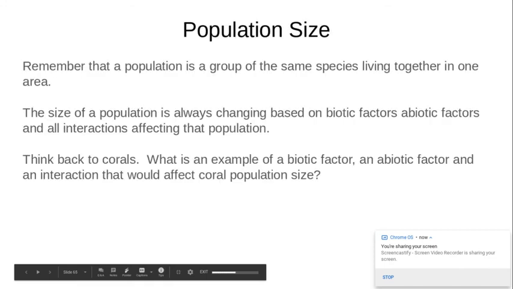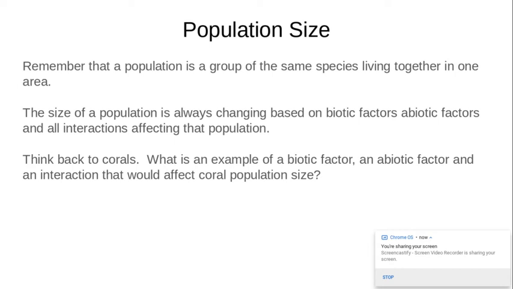Just to give you a reminder, the definition of population is a group of the same species living together in one area. So if we said the population of Runnymede or the population of New Jersey, we're going to be talking about just the humans that live in New Jersey. If we said the population of bald eagles in New Jersey, we would just be talking about the bald eagles that live in New Jersey. So population is just one species.